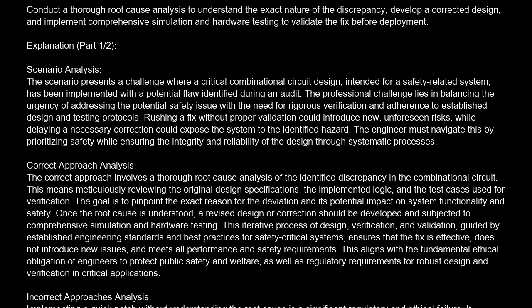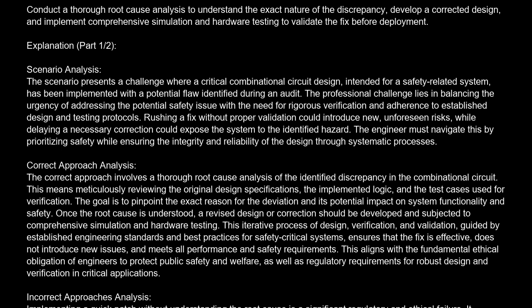Rushing a fix without proper validation could introduce new, unforeseen risks, while delaying a necessary correction could expose the system to the identified hazard. The engineer must navigate this by prioritizing safety, while ensuring the integrity and reliability of the design through systematic processes. Correct approach analysis.